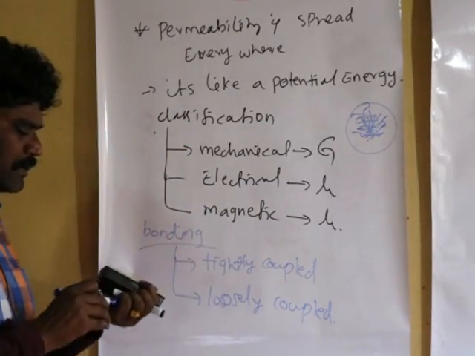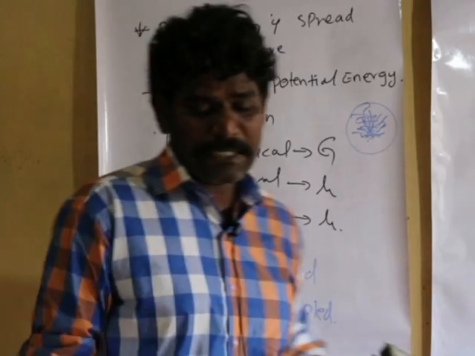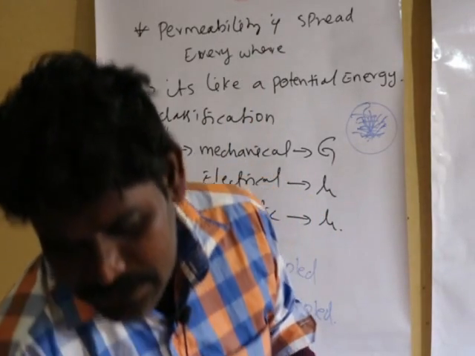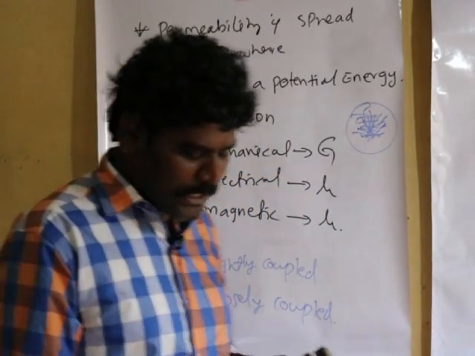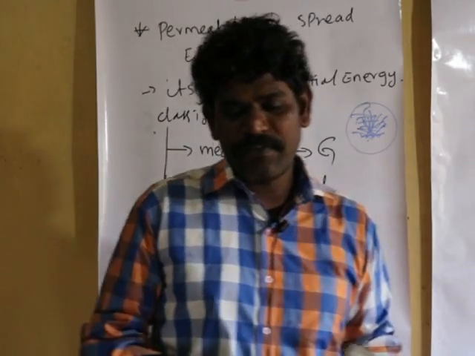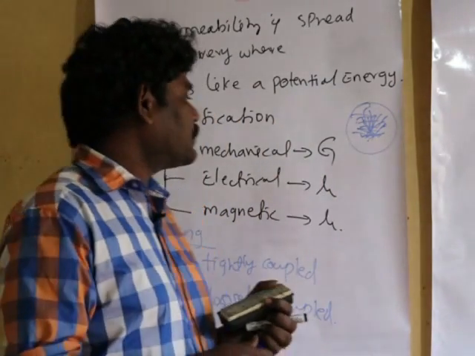Tightly coupled and loosely coupled. These are the two basic kinds of permeability in this case. And the next one is energy transfer, when you are transferring the energy.